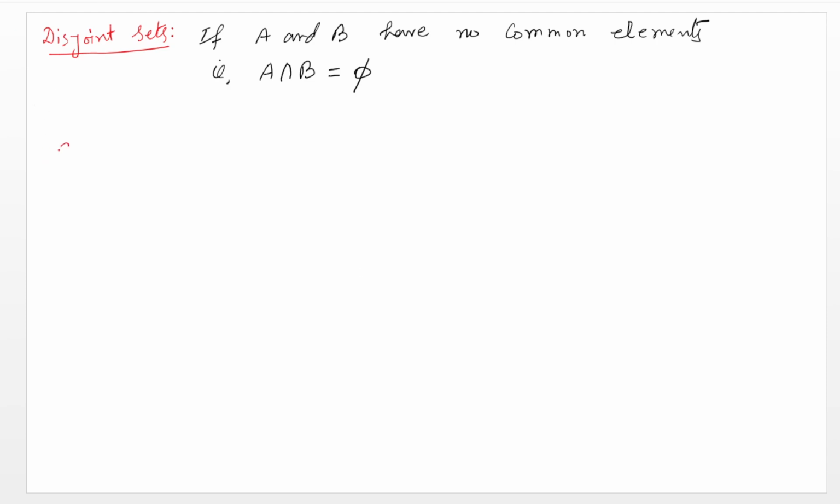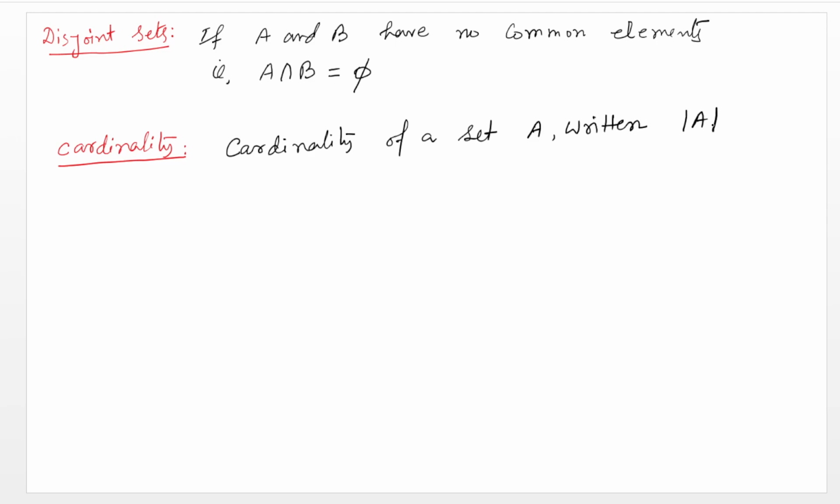Now cardinality. What is cardinality? Cardinality of a set A, written in this notation, is the number of elements in set A.